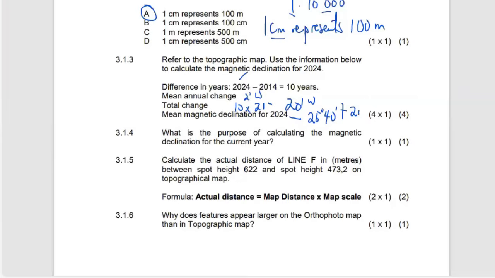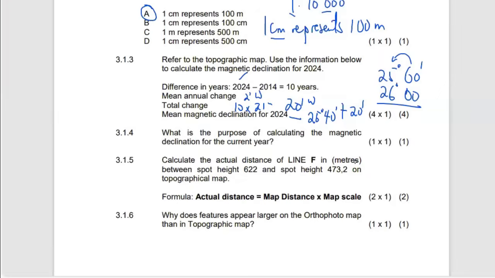We add the 20 minutes, which gives us 25 degrees. We add the minutes on their own. 40 plus 20 gives us 60 minutes. We understand 60 minutes is equal to 1 degree. So if it's 1 degree, we subtract 60, we remain with 0, and the degree value goes to this side, which means it will be 26 degrees and without the minute value. Just using this as an example of how you calculate.